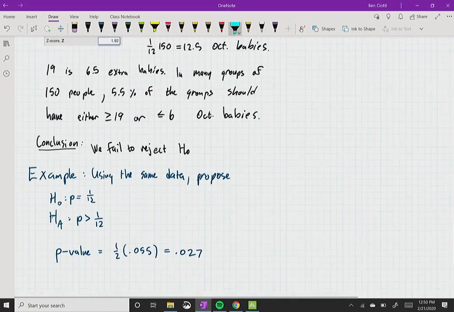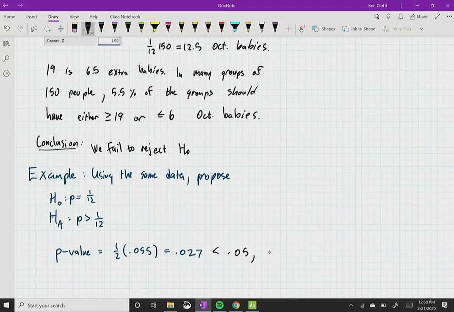So this is a smaller p-value, meaning it would seem very unlikely to observe 19 October babies when we only expected 12.5, given that this is the alternative. Given how unlikely it is, and it's less than 5%, in this case, we do reject the null hypothesis, because it does seem like there's something going on in the cold months of October, and that there is some effect that results in more babies.